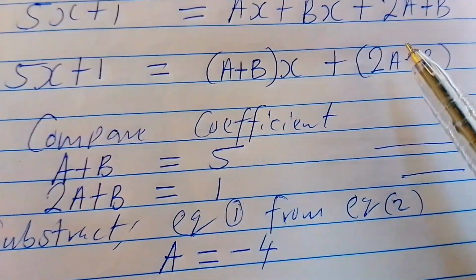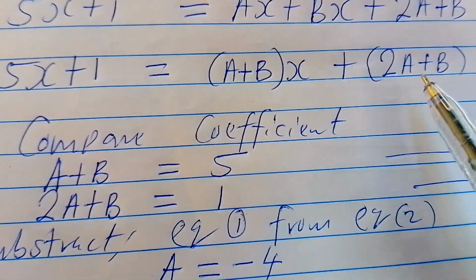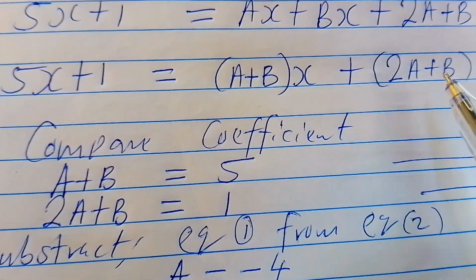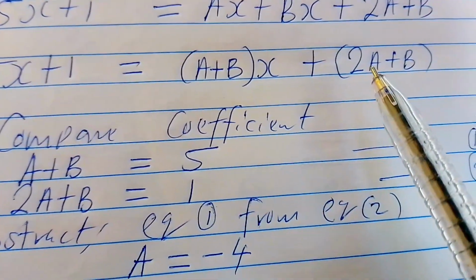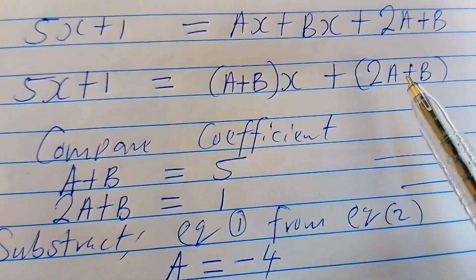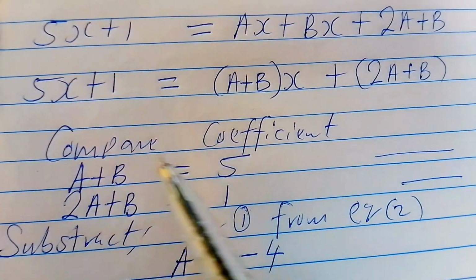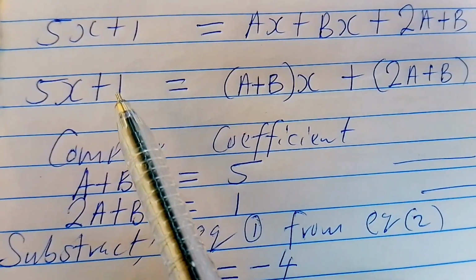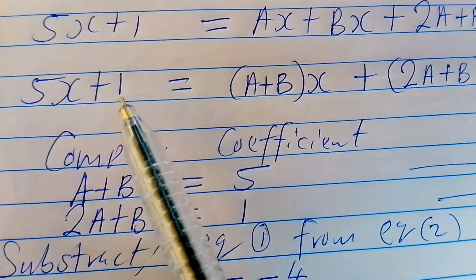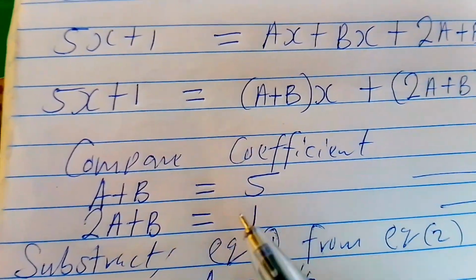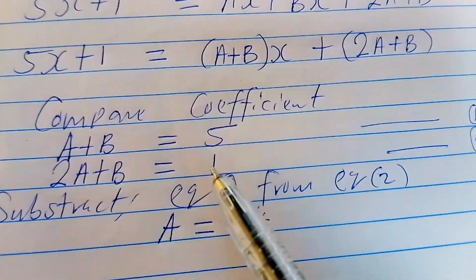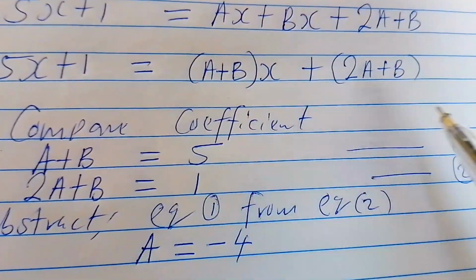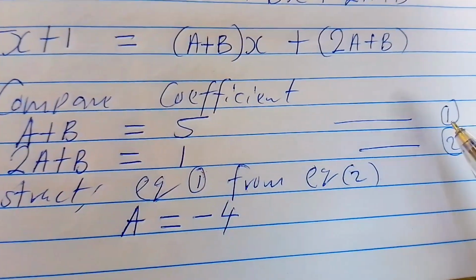Now let's compare the coefficients of our constant terms. Constant terms are those terms that do not contain x in this expression, which is 2a plus b. Now if you compare with respect to the left hand side, you know that 2a plus b is equal to 1, because 1 is also what we have on our left hand side that does not contain x. Now we are getting these two equations. Number 1 we call equation 1, number 2 we call equation 2.